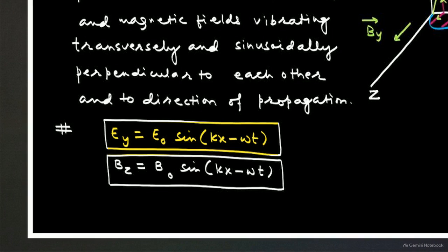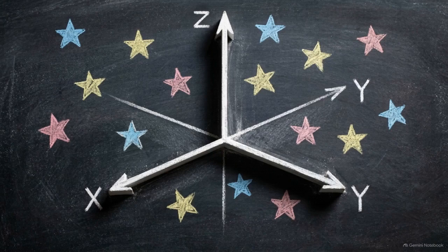The electric field, E sub y, operates strictly on the y-axis, and the magnetic field, B sub z, operates on the z-axis. Both are defined by standard sine wave functions. The invisible communication network of the universe relies entirely on this highly specific, rigid 3D architecture of orthogonal fields.